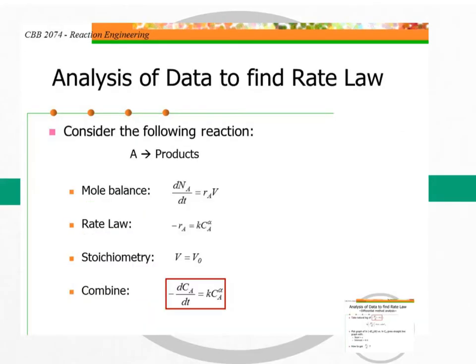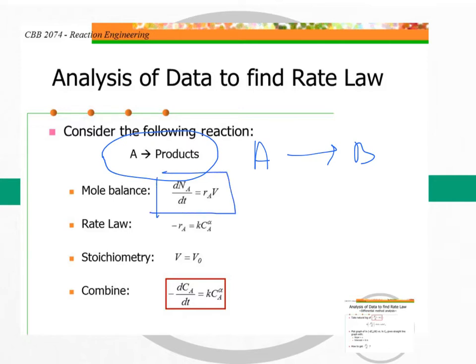In order for you to make an analysis of data to find the rate law, initially you must consider the following reactions, for example A goes to product, or A goes to B. And you know that in a batch reactor, the mole balance is given as follows by a rate law.